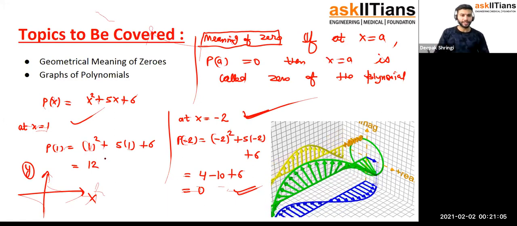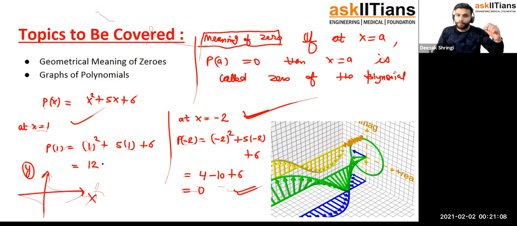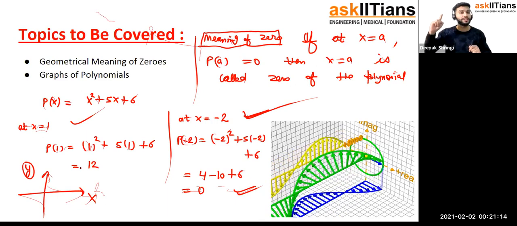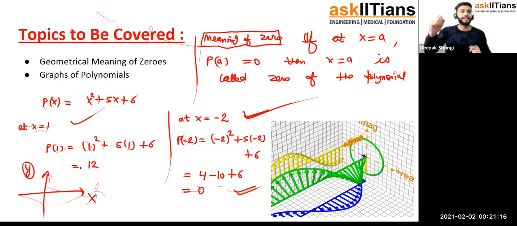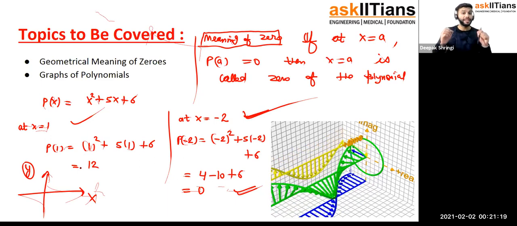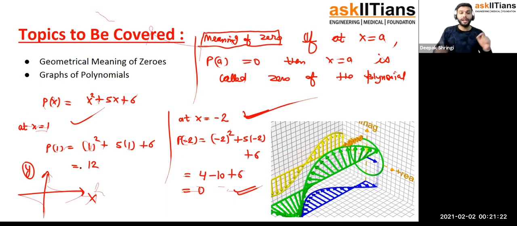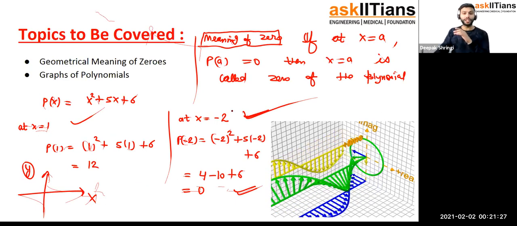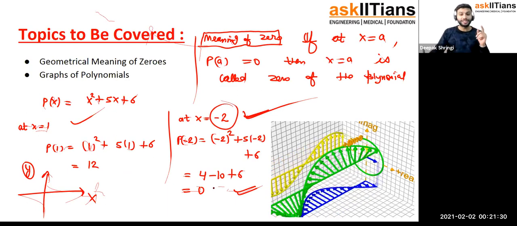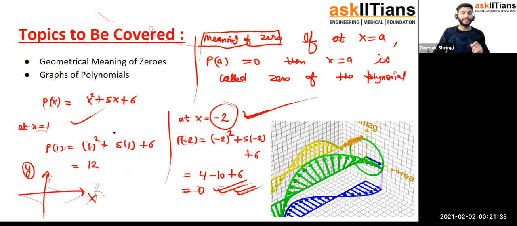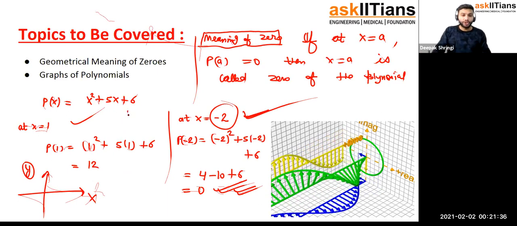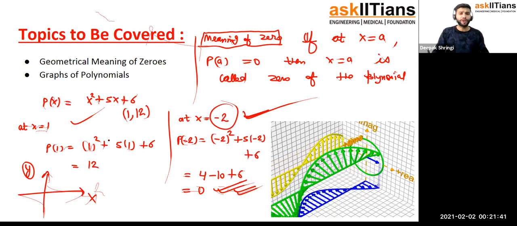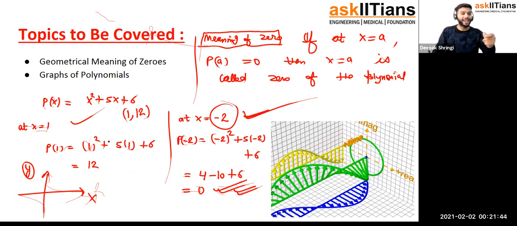The important thing over here is that the value of the polynomial, that's your p(1), that was 12, and your p(-2), that was 0. This is represented in the graph as y. Please pay attention. If I ask you, if x equals 1 in this polynomial, what is y? You will say it's 12. If x equals minus 2, what is y? You will say it is 0. That means the graph of the polynomial is going to pass through the point (1, 12). How do you know that it's going to pass through (1, 12)? Because when x is 1, y is 12.